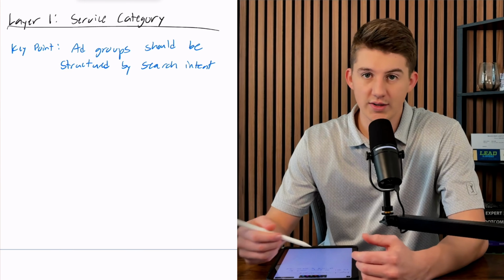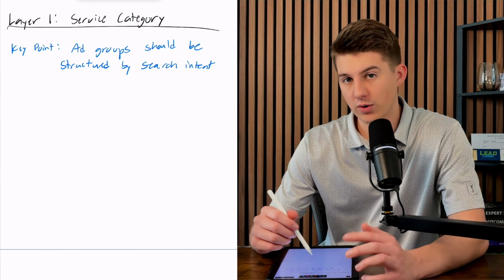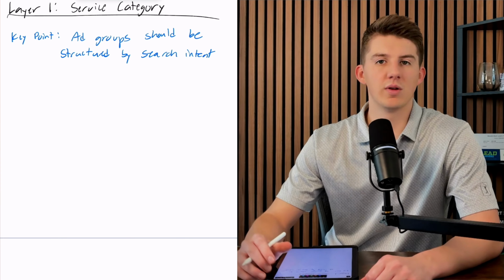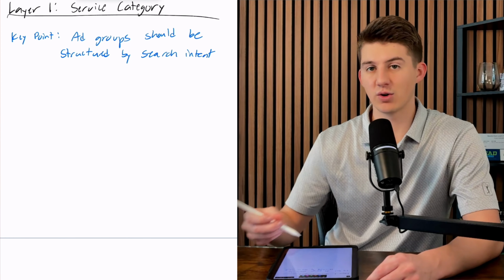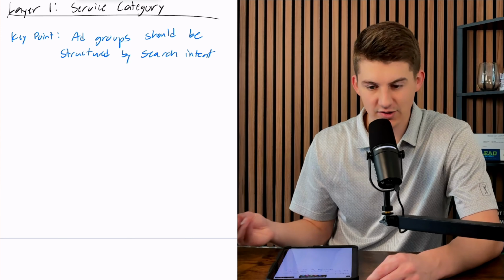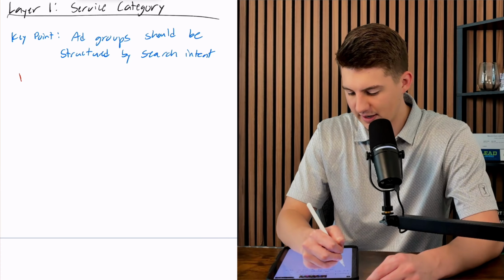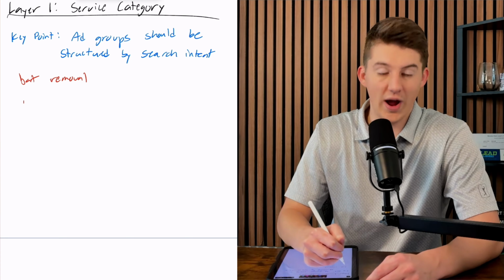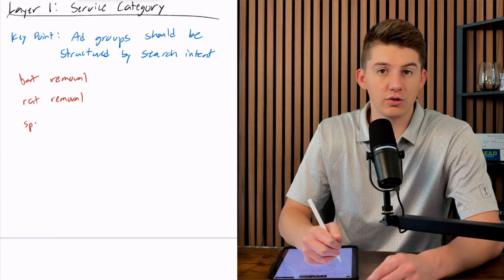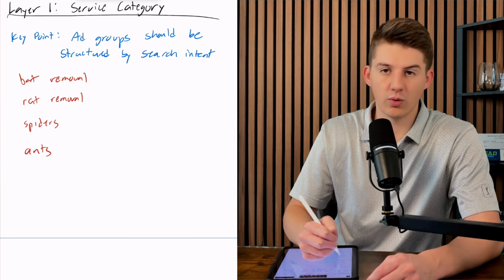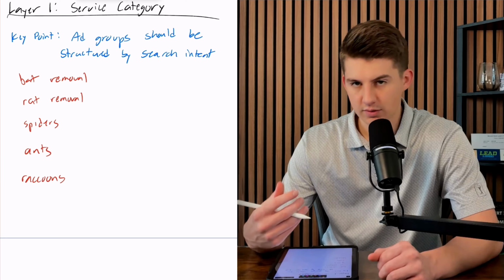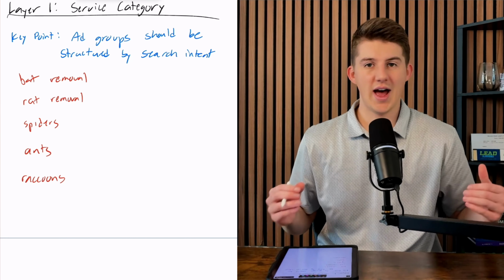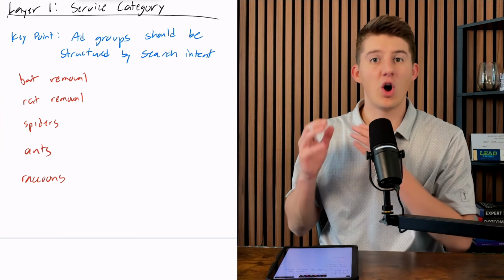And one of the easiest ways to split that up is by the service category, and that's where we're going to start. So for example, if you're a pest control company, then you might have different service categories depending on the type of pest it is, right? So you might have keywords like bat removal or rat removal or spiders or ants or maybe larger rodents like raccoons. All of these terms that you want to bid on would all be their own ad group because they're significantly different on the search intent.